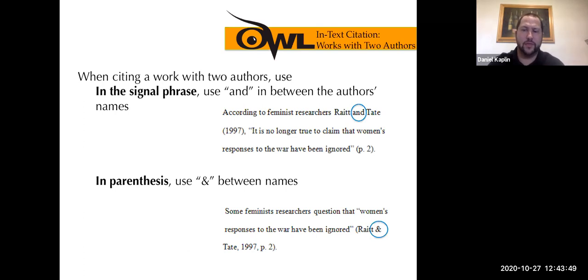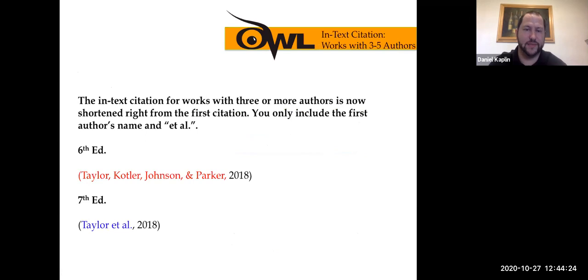So another thing to know is the difference between a parenthetical citation and a signal phrase. If you're writing, "according to feminist researchers, Rate and Tate," as a signal phrase, you use the word "and." But in all parenthetical citations, you use the ampersand, the squiggly "and" sign. It looks like Jacobi & Myers or whatever. You always see the ampersand sign. So use the ampersand for parenthetical citations.